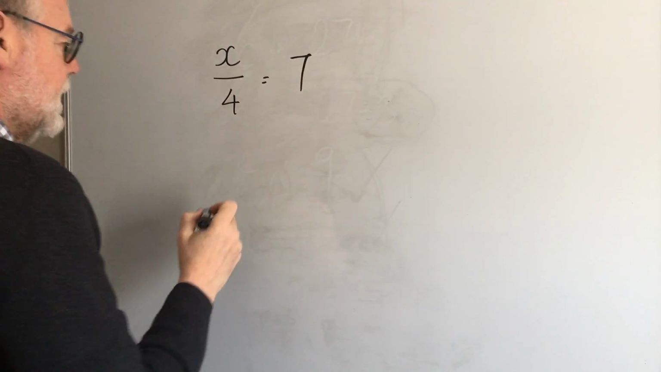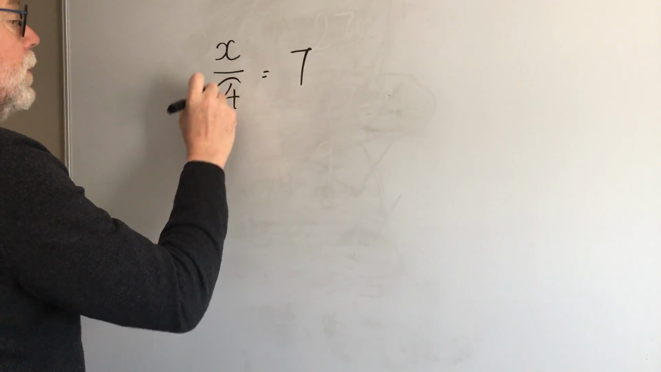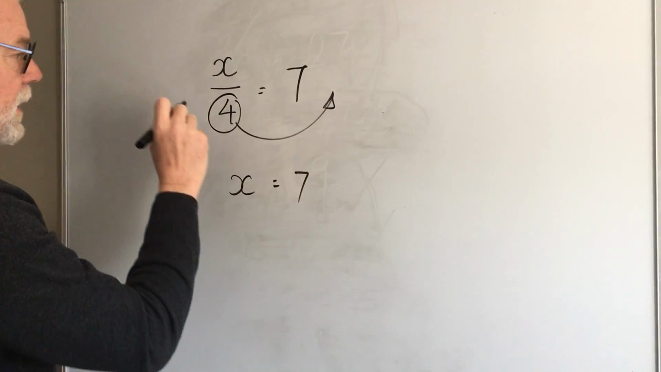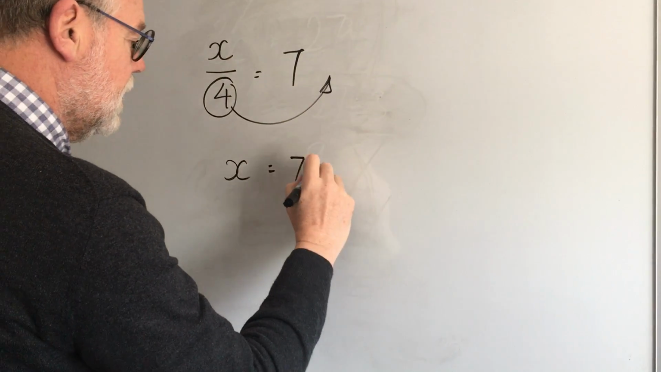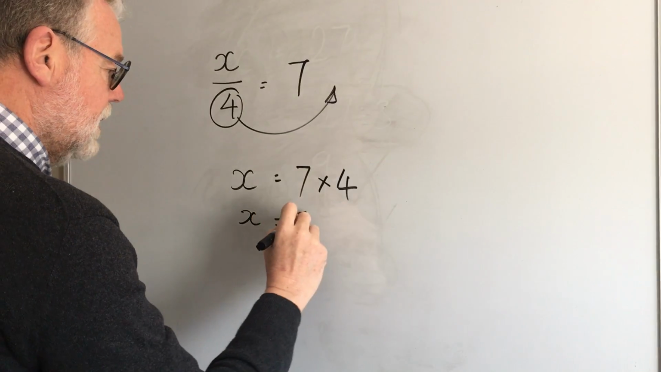What's the value of x? Now we know here the job of the 4, what's it doing? It's dividing. So when we take it onto the other side of the equation, x equals 7, change the side, change the sign. So therefore we're multiplying now. The value of x is 28.